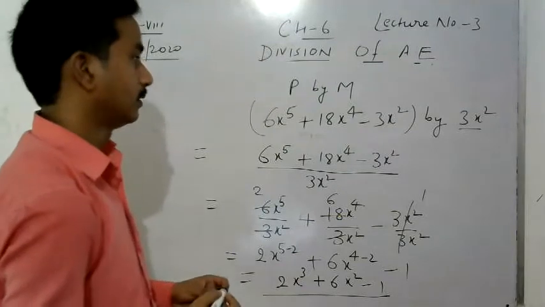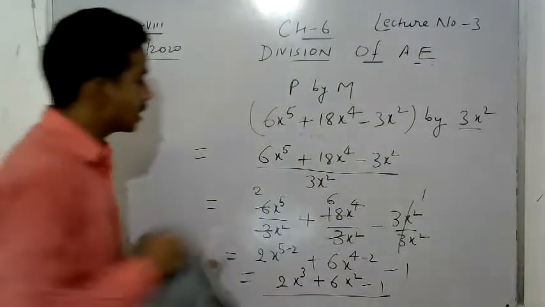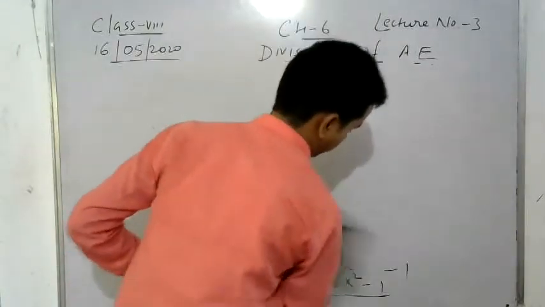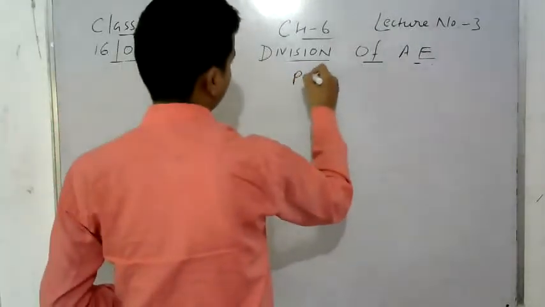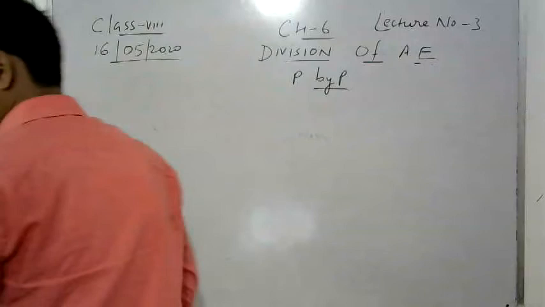by monomial. Now we will see how to divide polynomial by polynomial. Now the third case is polynomial by polynomial.